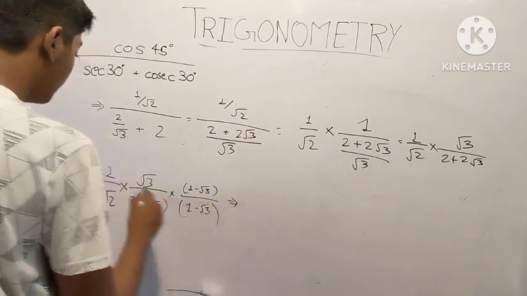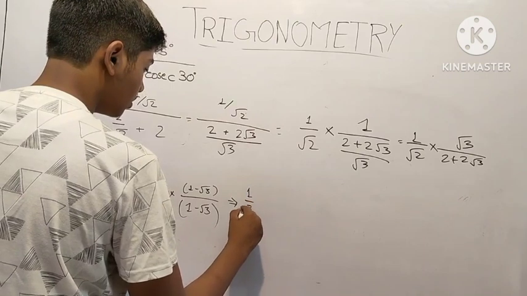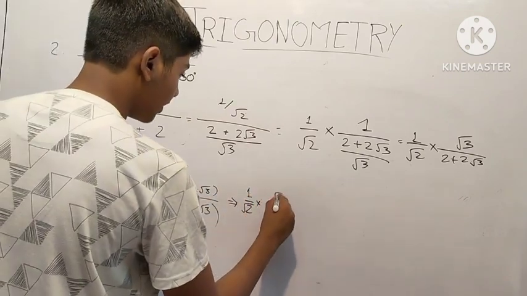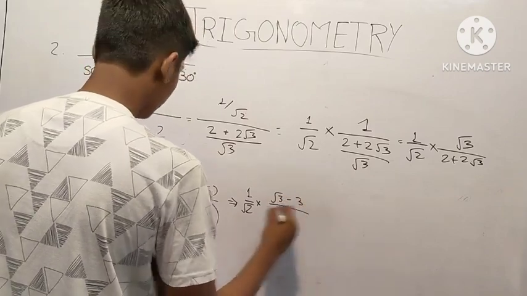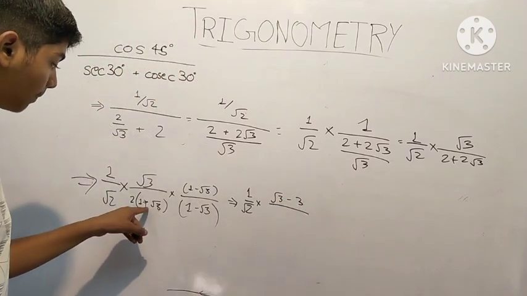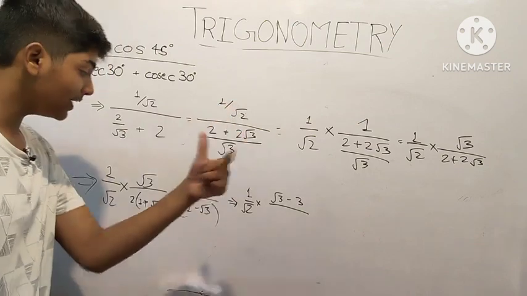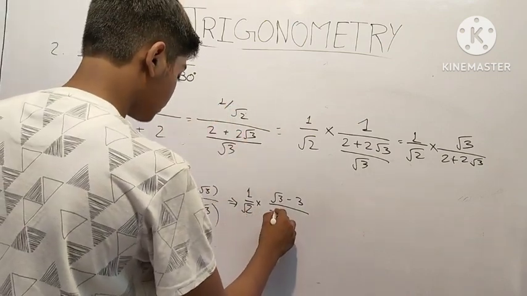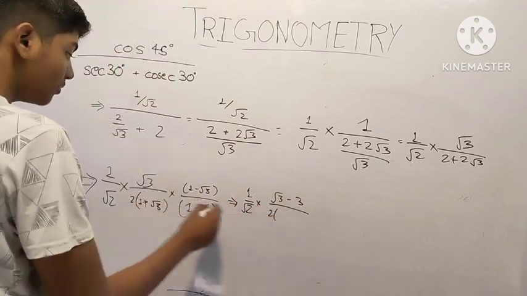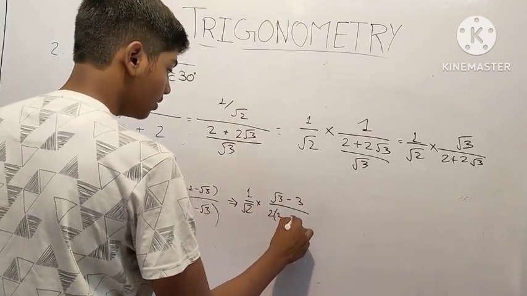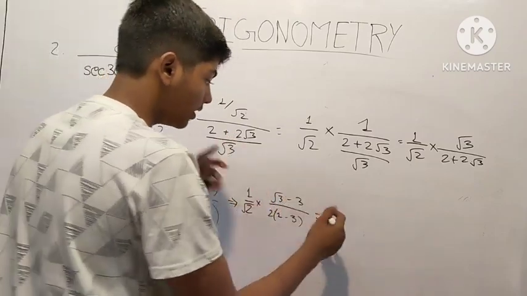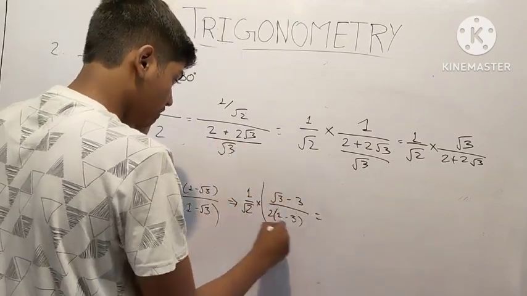So this will become 1 upon root 2 into root 3 into 1 minus root 3, which would be root 3 minus 3, upon 2 into 1 plus root 3 and 1 minus root 3. A plus b into a minus b is a square minus b square, so a square minus b square would be 1 minus 3. Now let's forget about 1 by root 2 and just solve this fraction.